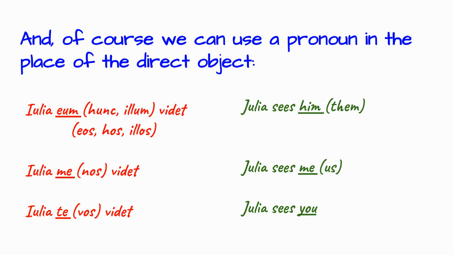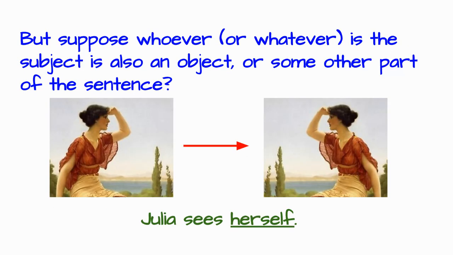Plural, eos, hos, illos. If I want to say Julia sees me, just the accusative of the first person pronoun, Julia me videt. Or if it's you, Julia sees you, Julia te videt. Simple enough. But let us suppose that the subject is the same person as the direct object or some other part of the sentence. Like we want to say Julia sees herself.